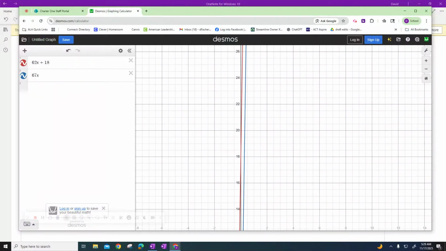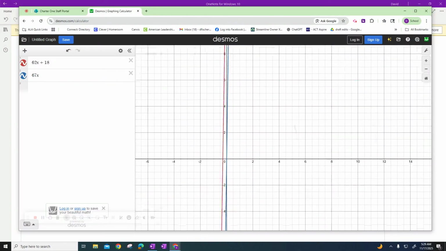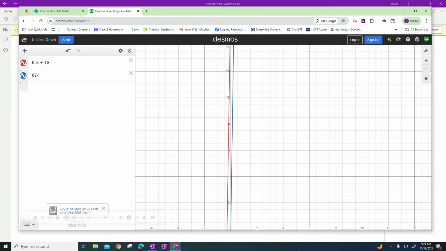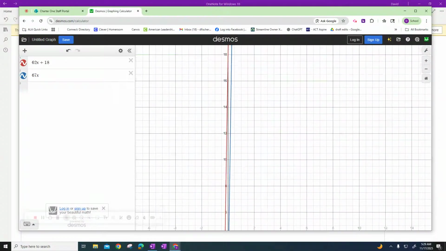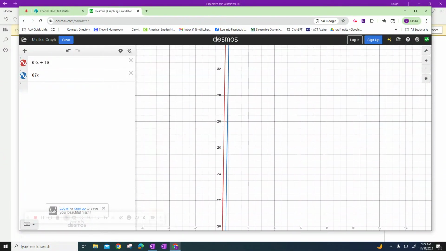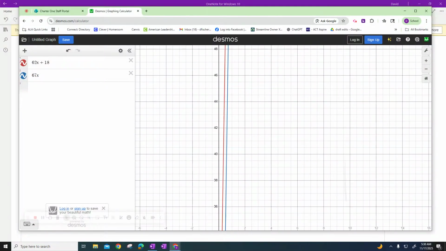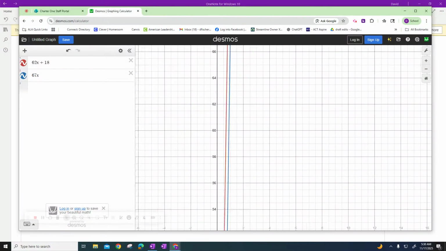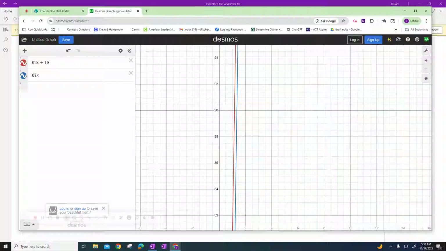Something's wrong here. What do I have over here? I have 62x plus 18. 18 was my y-intercept. 67x. So that one is blue. Eventually I should catch up here. Alright, I'm just going to keep following here.